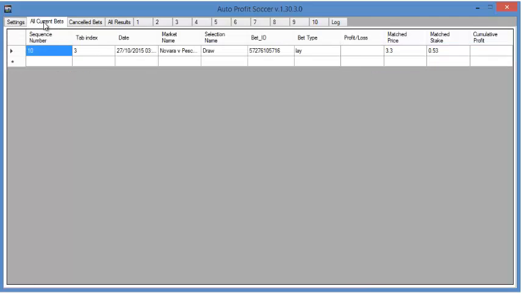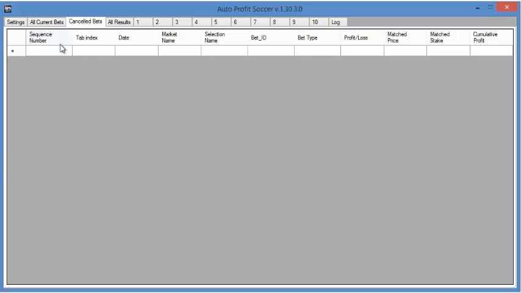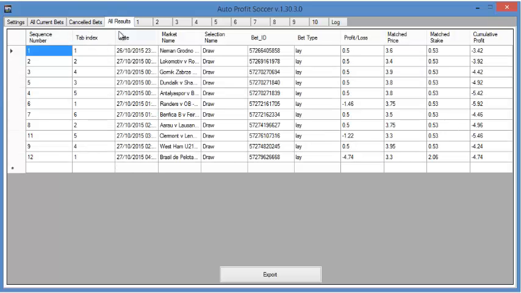The next tab we have is current bets. It shows you what bets you've got currently, what tab they belong to, the date, and all that other necessary information about that bet. Cancelled bets will be in here. All your results of the betting are in here, and the accumulated profit is always shown up in the top, and sequence line number 1 will be your accumulated profit figure all the time. So at the moment we're running at a loss here of 3.42 in the laying the draw. I'm just testing laying the draw.